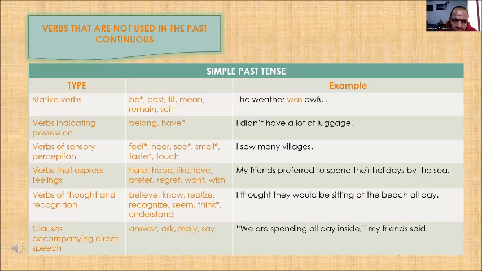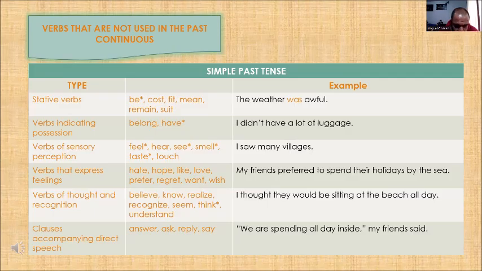Be careful, the following verbs are not generally used in a progressive form. Static verbs such as be, cost, feed, mean, remain, should. For example, the weather was awful. Verbs indicating possession such as belong or have. For example, I didn't have a lot of luggage. Verbs of sensory perception such as feel, hear, see, smell, taste, touch. For example, I saw many villages.